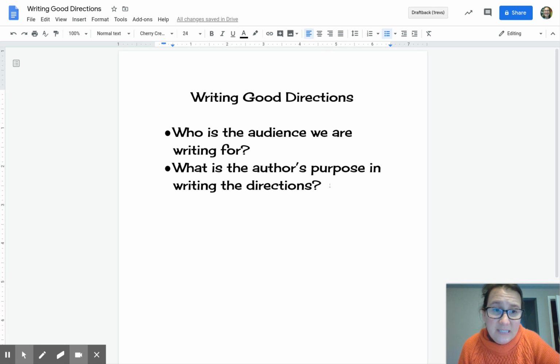So every author has a purpose. We've talked about author's purpose in reading also. But in writing, why am I writing this? Am I writing it to help a student learn or give them information about something? So keep that in mind, what your purpose is. These are two things that help us focus our writing.